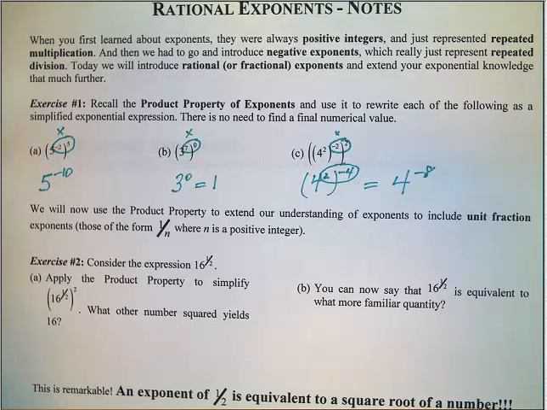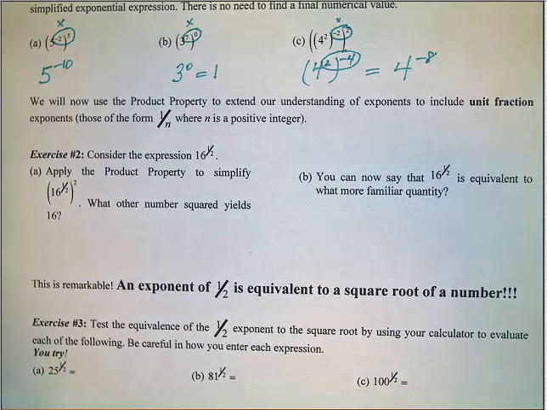So we will now use the product property to extend our thinking of exponents to include unit fraction exponents, those in the form of 1 over n, where n is a positive integer. Consider the expression 16 to the 1/2. Apply the product property to simplify 16 to the 1/2 to the 1/2.